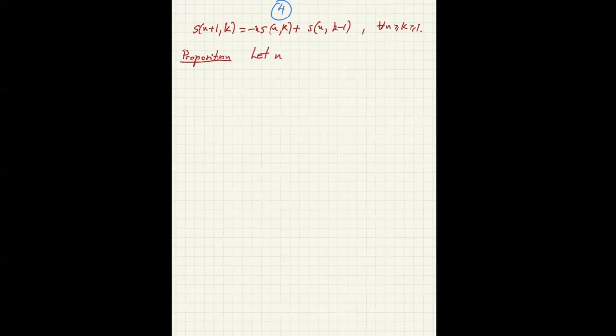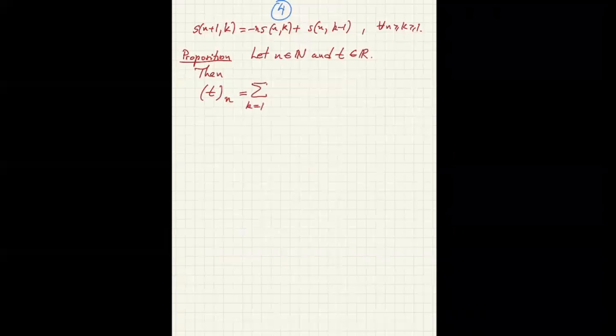Let n be a natural number and t be a real number. Then, if we write the following factorial, I'll define this in a second, t falling factorial n, and we expand this according to the powers of t, the coefficients will be the Stirling numbers. This will equal the summation from k equals 1 to n of s(n,k) t to the k.